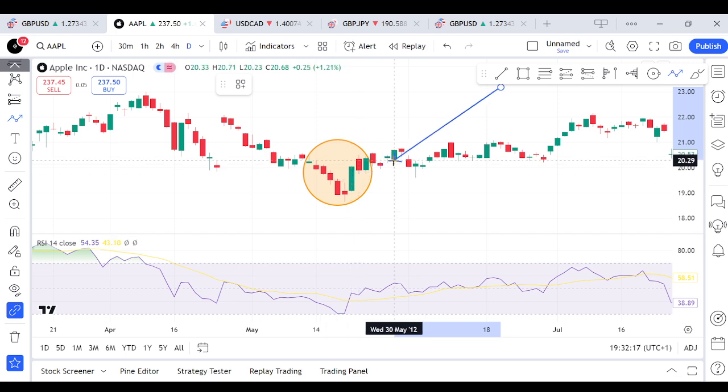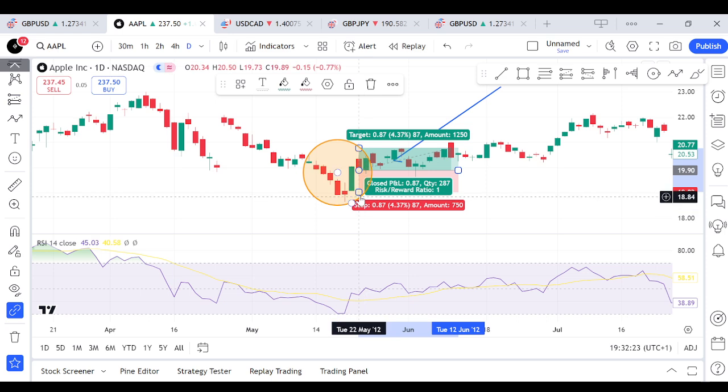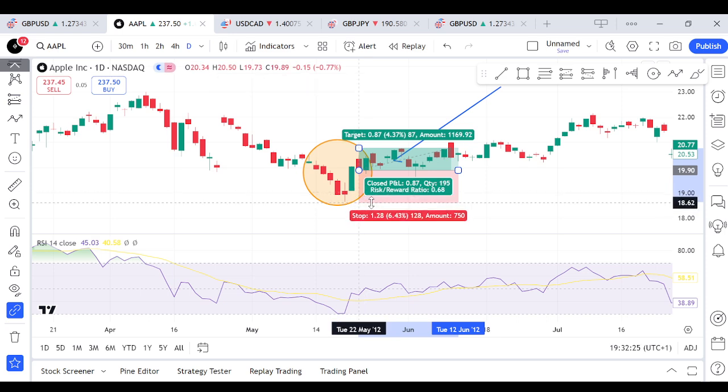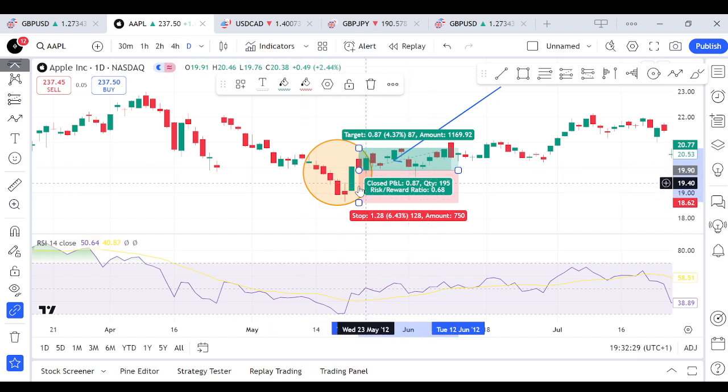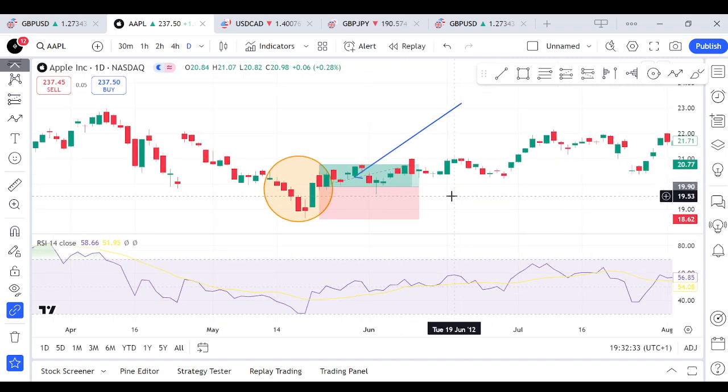And so the entry should be at the opening of the 6th candle, which is this. Your stop loss should be below the bullish breakaway pattern, below the entire pattern, and this level represents a point where the bullish reversal hypothesis would be invalidated if breached.